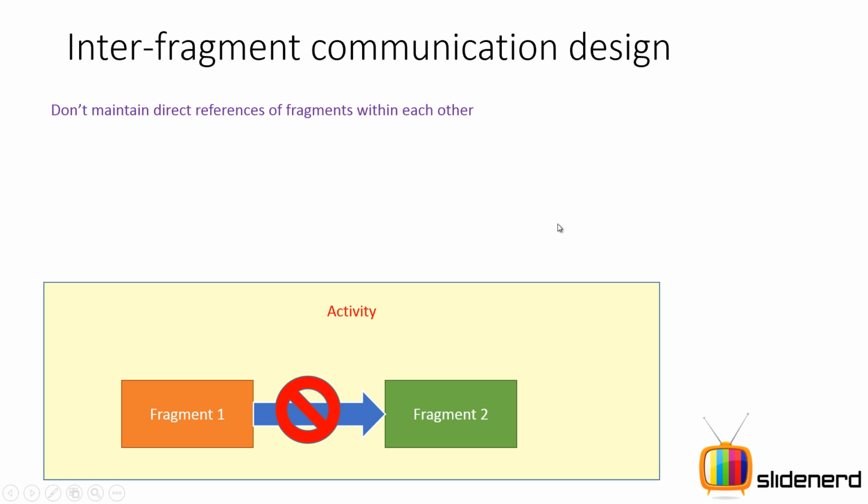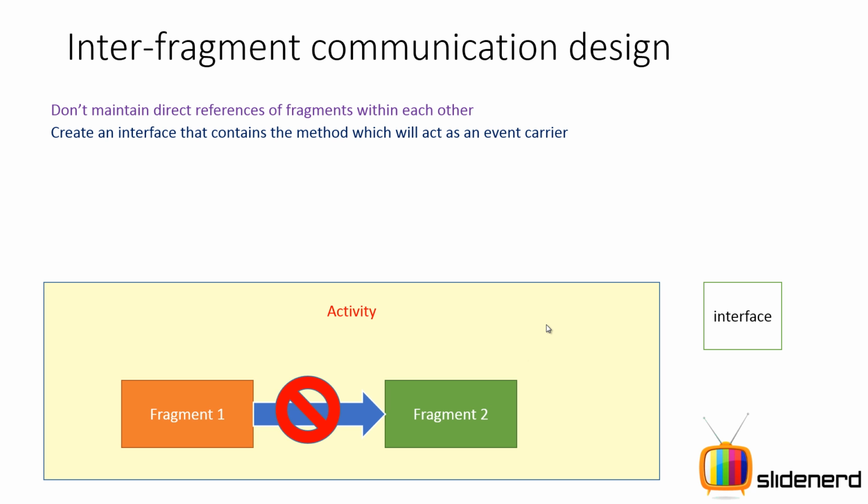And you will be tempted to have a reference to fragment 2 inside fragment 1 so that you can directly make some changes. But don't do that, because that causes tight coupling, which means your fragments won't be reusable in a different scenario, or you can say under a different activity later when you need to do it. The main idea behind fragments was reusability, of course, so that you can have the same fragment under several activities if you want. So create an interface that contains a method which will act as an event carrier.